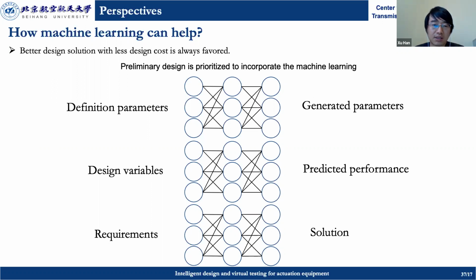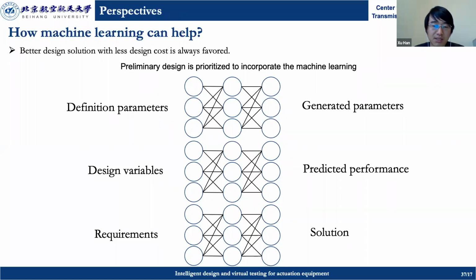And next, we want to use it for simulating the actuator performance. It means we feed the design variables to the models based on machine learning, and then the models based on machine learning can predict the actuator performance. We wish this can be more efficient and accurate than the current physics-based simulation.